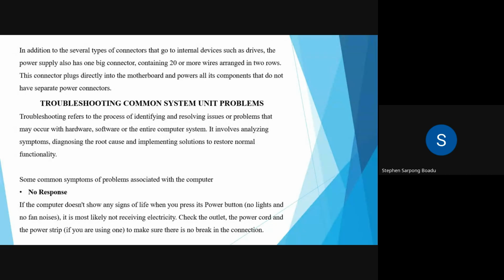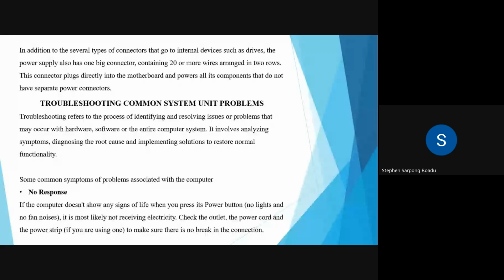So what you have to do first is check the outlet. Check the power source. Make sure the outlet is working, the power cord, and the power strip, if you are using any. Make sure there is no break in the connection. Ensure that it is plugged in properly.